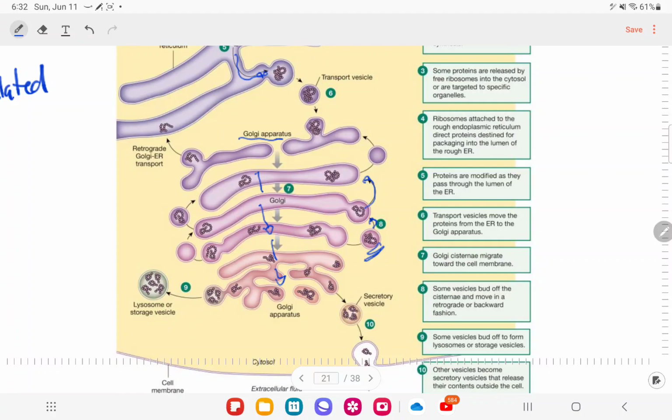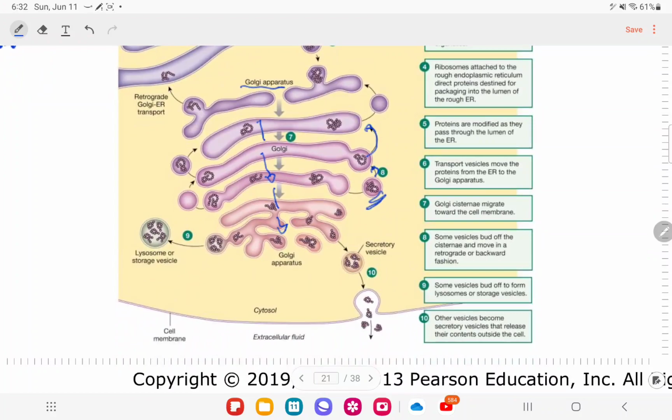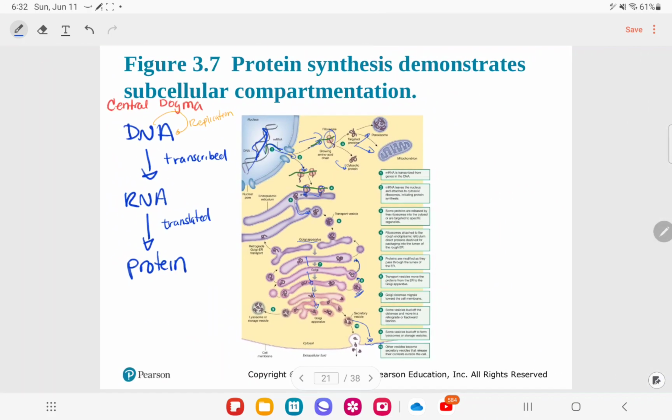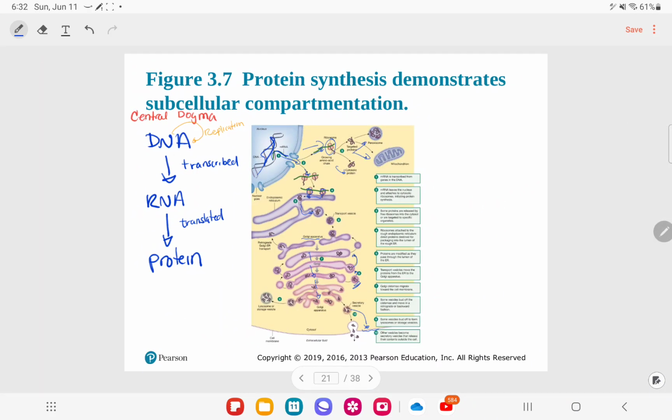And then some of the vesicles are going to bud off to form lysosomes or storage vesicles, okay? Other vesicles will become secretory vesicles, and they're going to release their contents outside the cell, right? So those are proteins that need to get outside the cell, or some of the proteins that need to get within the cell membrane, okay? But we'll definitely talk about this a lot more in class, okay?